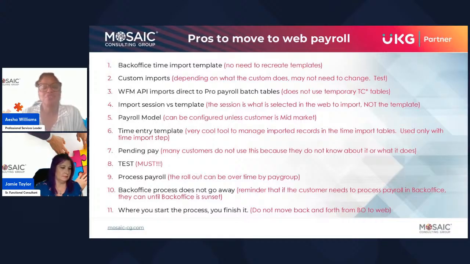And that number 11, where you start the process, is where you finish. You do not want to go back and forth. So again, that's why you want that time to test and train, so that if you get stuck and you have Mosaic, we're here and we will tell you, no, go right back to the web. You started in the web, finish in the web. Don't get scared and go back to back office trying to avoid finishing in the web. We will keep you on track there.